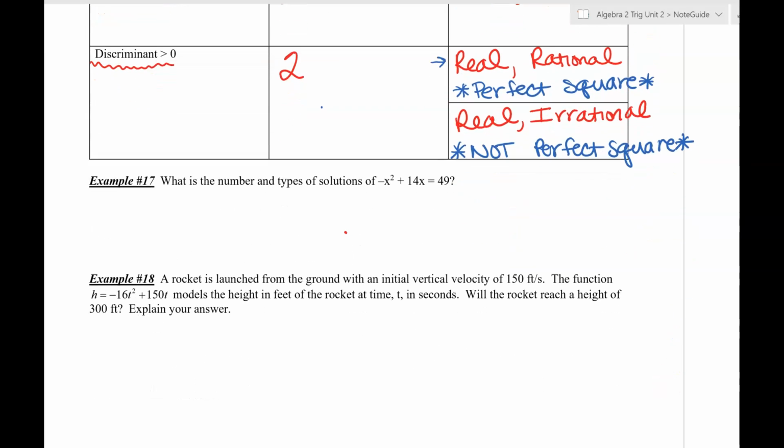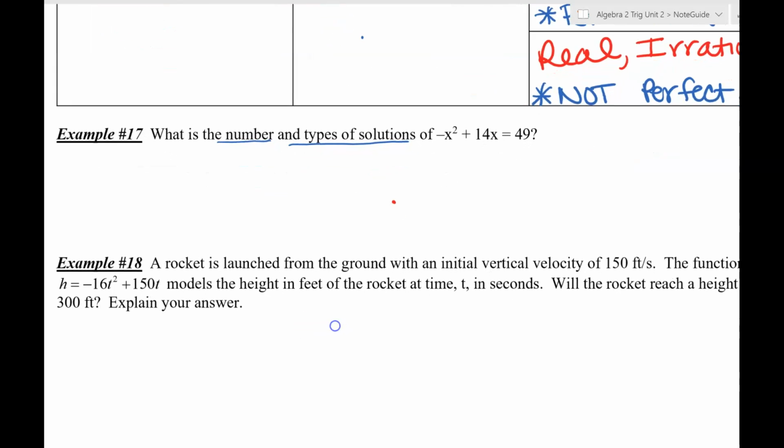So the two ways that we're going to use this information from the discriminant: one is a kind of applicable way. Why would we want to just know this and not know the exact solutions? And then one that's a more direct question. So mathematically, we might just ask you the number and types of solutions of a quadratic. So that's like what you see here in example 17.